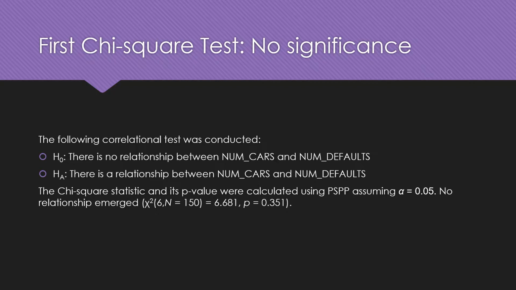So the first chi-square test we did gave us no significance. In that example, we had as our null hypothesis that there is no relationship between number of cars and number of defaults, and our alternative hypothesis states that there is a relationship between number of cars and number of defaults. And after calculating our p-value, which gave us 0.3, which is much higher than the significance level of 0.05, we failed to reject the null hypothesis, and so there's no relationship between the number of cars and number of defaults.